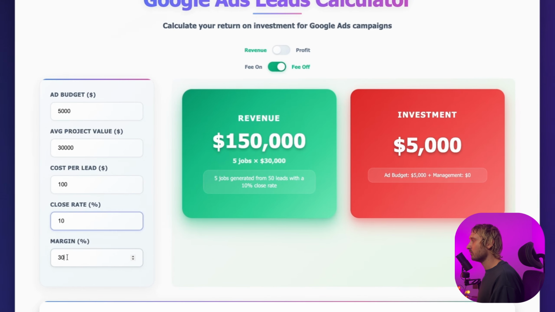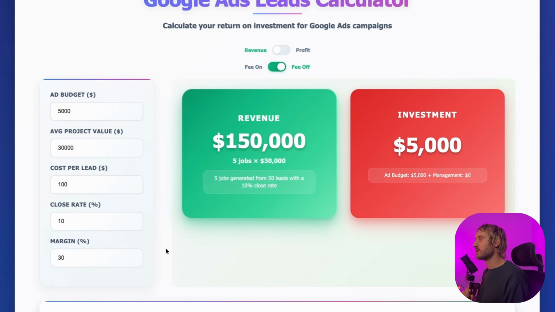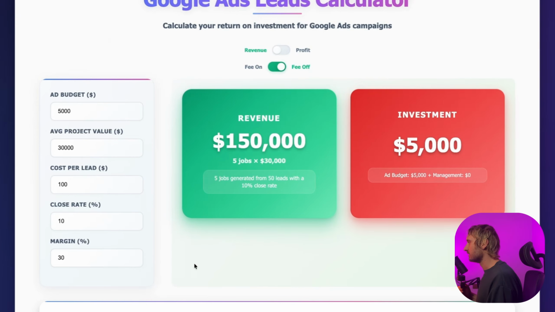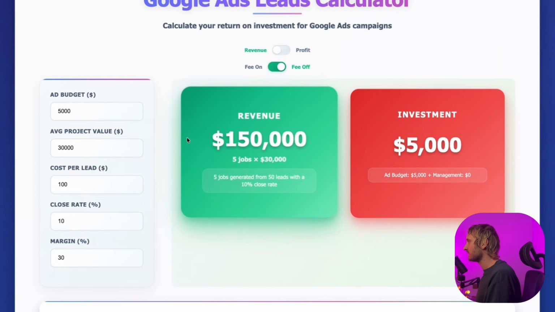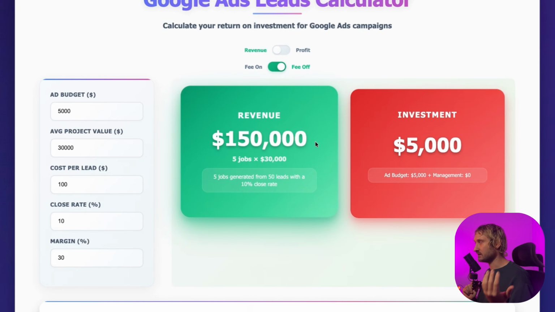And so if we plug all these numbers in, we're left with one final one, that is the margin. So obviously the revenue that you generate from a roof, say it's a $30,000 roof, typically 50% is going to be cost of materials, and then another 20% might be your staff, and then you'll get 30% as your gross profit margin. Okay, so if we plug these numbers in, what we'll get is $150,000 in revenue generated, and $5,000 is your spend, which is a pretty good investment.